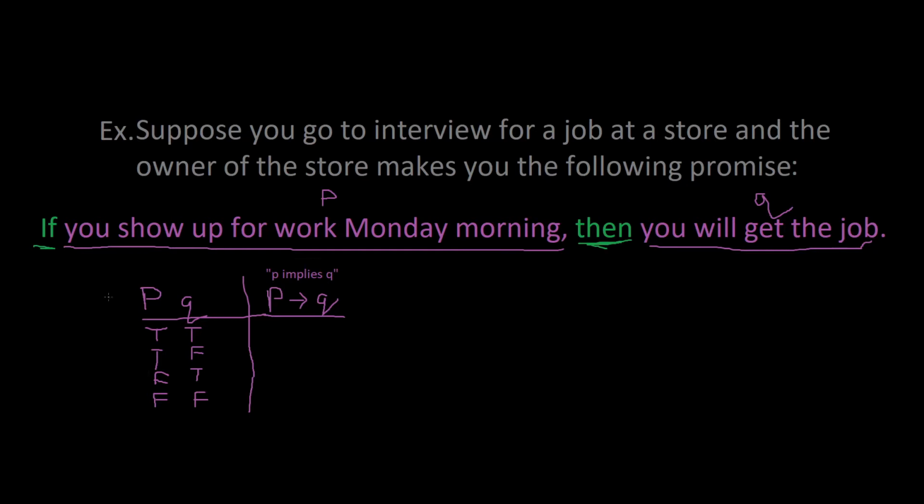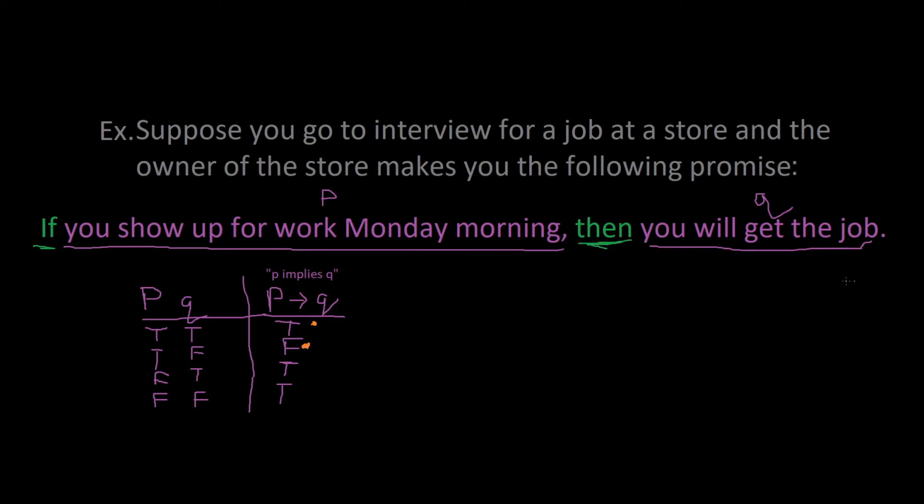The first thing we need to do is look at our truth values. If it's true, true, it's going to be true. If it's true, false, it's going to be false. And so we can't determine if this statement would be true for the rest; these are both going to be true. Let me explain that. If you show up for work Monday morning, then you get the job: in that hypothetical situation, you got the job. That's true. If you show up for work Monday morning and you don't get the job, that will be false. The statement was false: you said you'll get the job, but then you didn't.